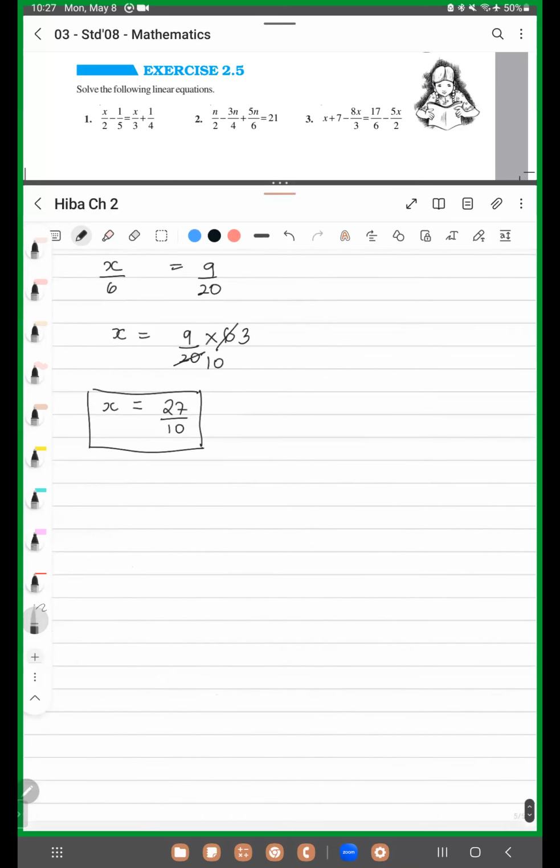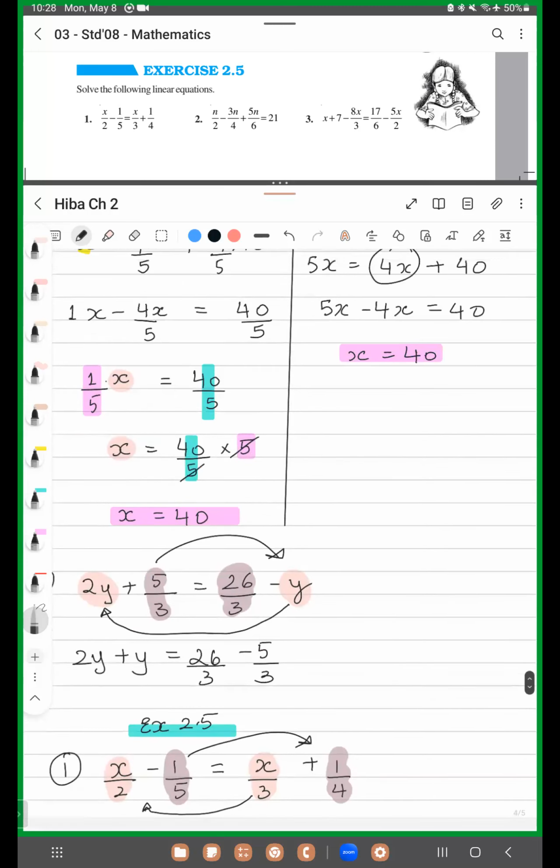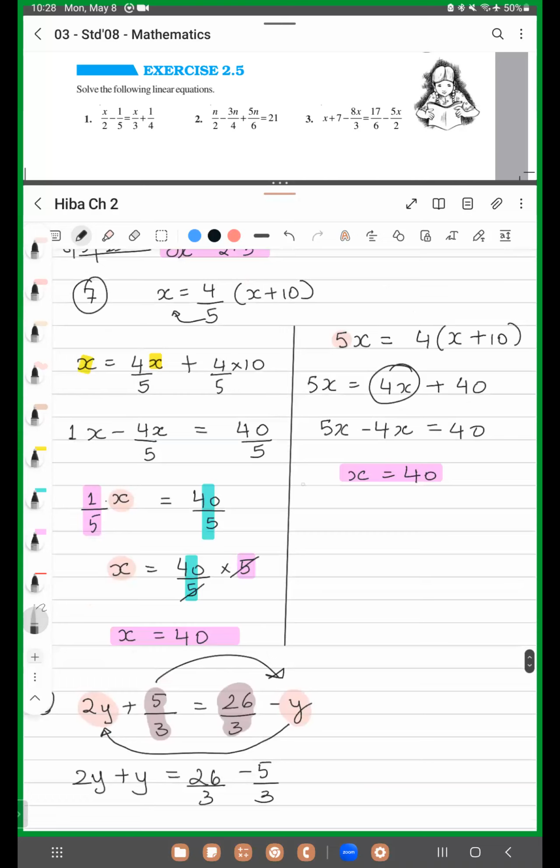अच्छा हाँ हिबा, you were, sorry I forgot, you were having a problem with checking, है ना? See, इसको चेक कैसे करते हैं? आपका x is equal to 40 निकल गया. Now you put this 40 in the original equation. So this is called checking. Putting x equals 40.